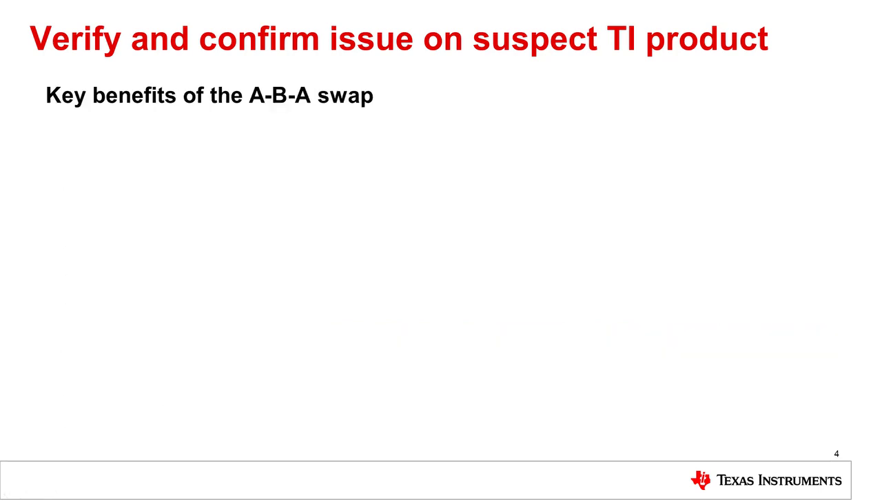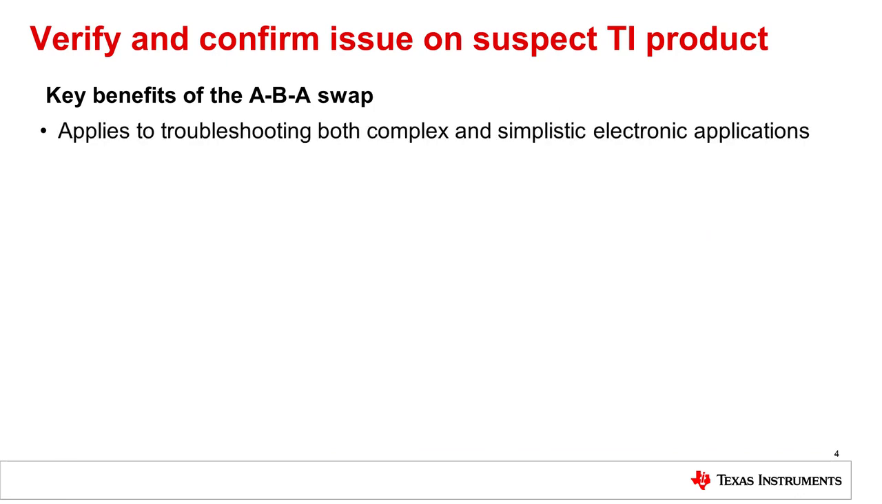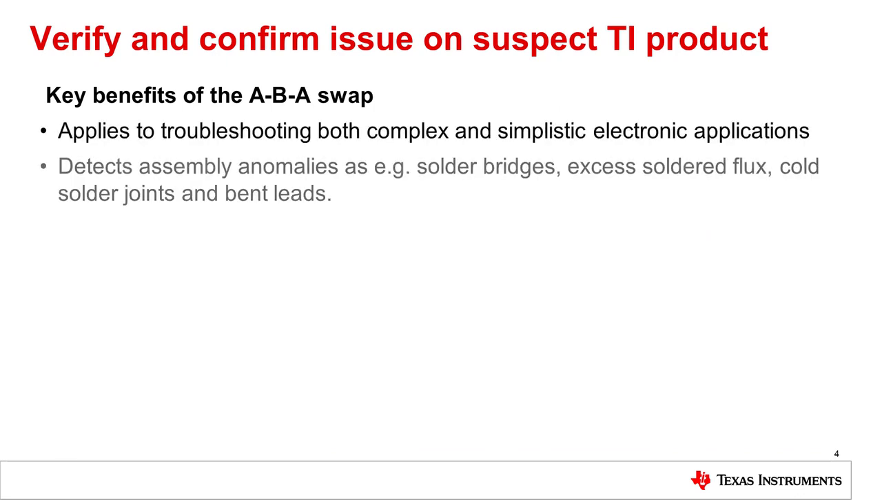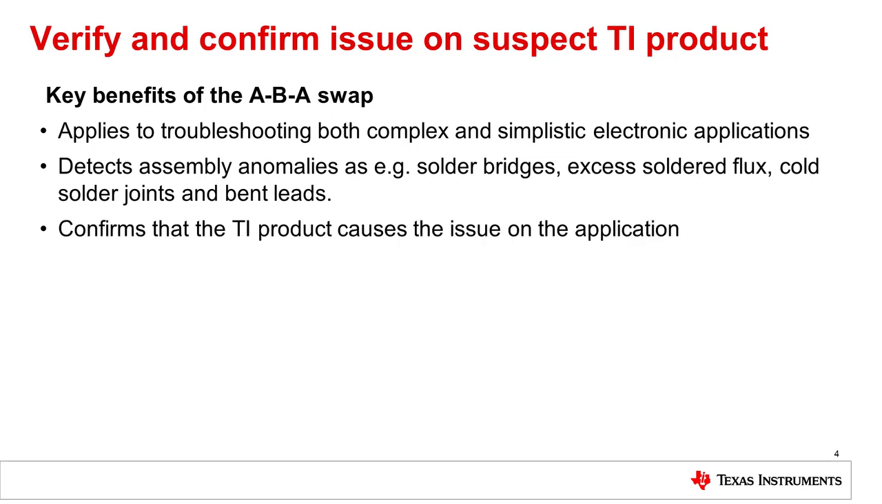Now let's come back to the benefits of an ABA swap. It can be applied to both complex and simplistic circuits. It helps to check for assembly anomalies, which can result from resoldering, reflowing cold solder joints, and also cleaning solder flux residue. The ABA swap is also a key action of the customer's pre-verification to confirm that the observed issue is working with the TI product, meaning that the non-conforming behavior follows the TI product under test, independent from the board it is mounted on.